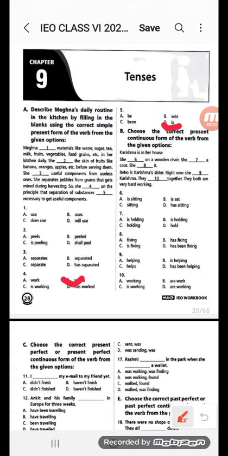Karishma is in her house. She, the blank number is 6. We have to choose the option from number 6. Is sitting, is sat, sitting, has sitting. As we have to fill the continuous form, so we are going to choose the continuous, that is, she is sitting on a wooden chair.